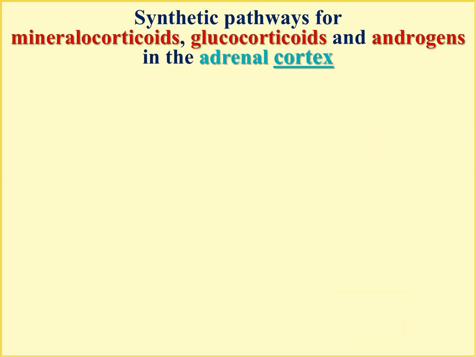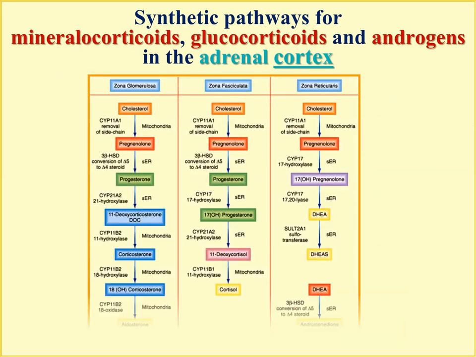Now, let's have an idea about the synthetic pathways for all 3 types of hormones produced in the adrenal cortex. All 3 layers. Of course, it's not for memorizing, it's just for information. But what is important to understand is that the first stage is similar for all 3 layers of the adrenal cortex. All these hormones are produced from cholesterol. They are based on cholesterol. And the first stage is similar for all.